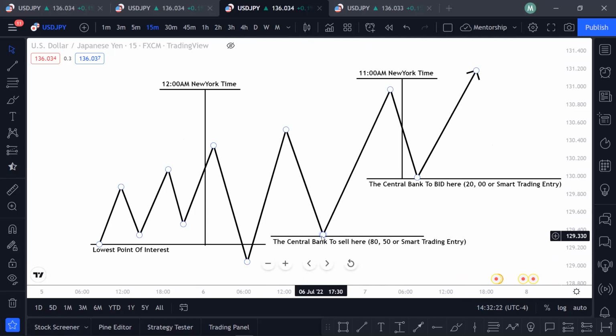And once you're buying, who are you buying from? You are buying from the smart guys, from the central banks. You are buying from them and they are selling to you. Very simple. Because they can't buy and you also buy.